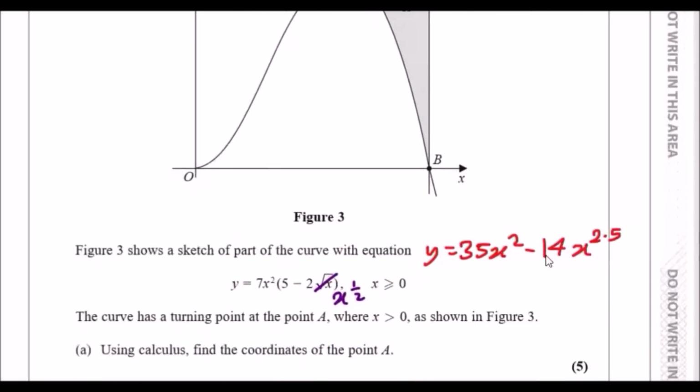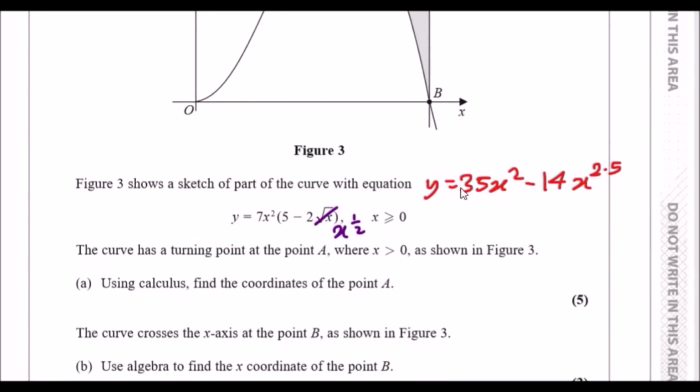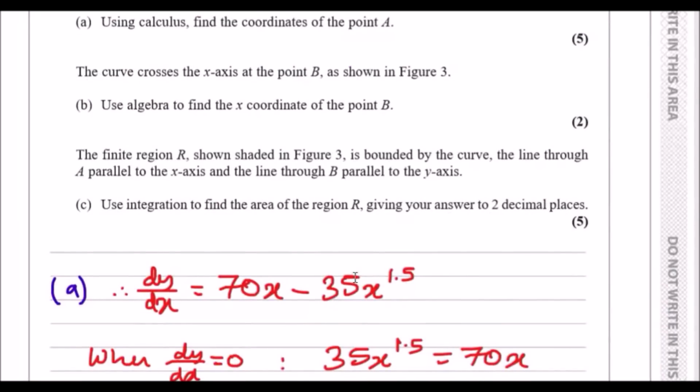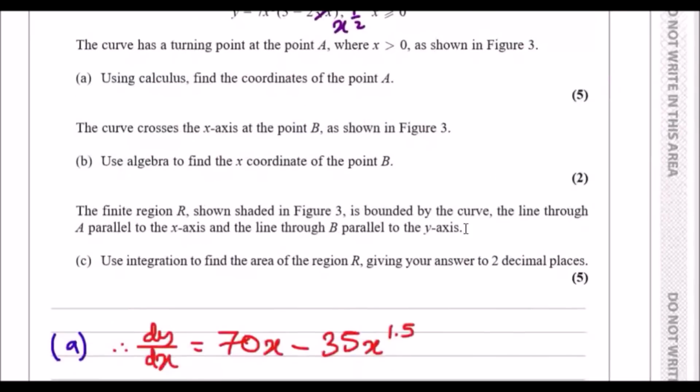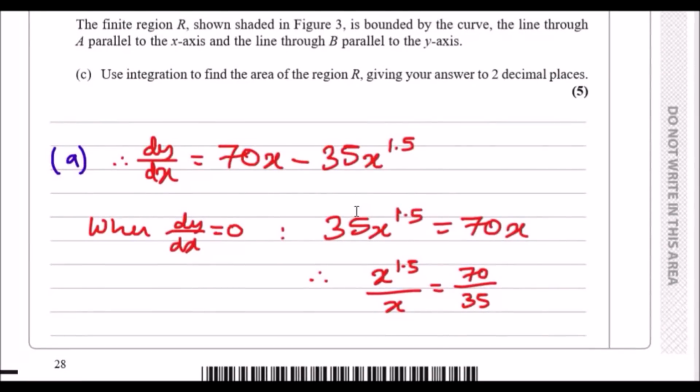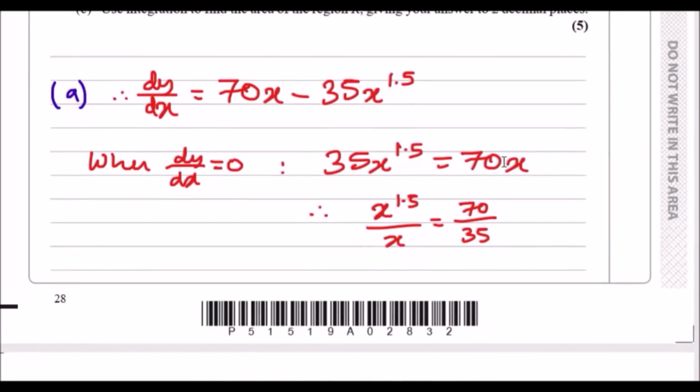Quick tip here. All you do is drop the powers down. So it becomes 70, and subtract 1. Drop 2.5 down, so 2.5 times 14 gave us 35. Subtract 1, you get 1.5. Easy step. And now because it's a turning point, you can set this equation to 0. So then you have 70x equals 35x to the power 1.5. And then just make x the subject. So divide 35 across, and all of this here becomes 2.